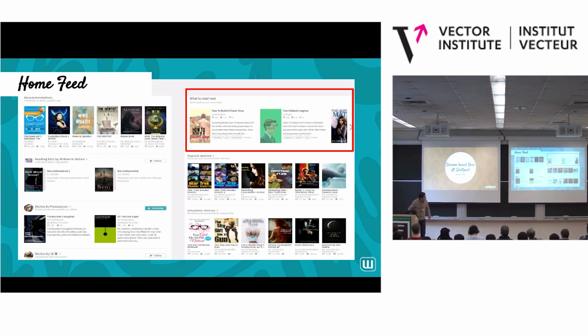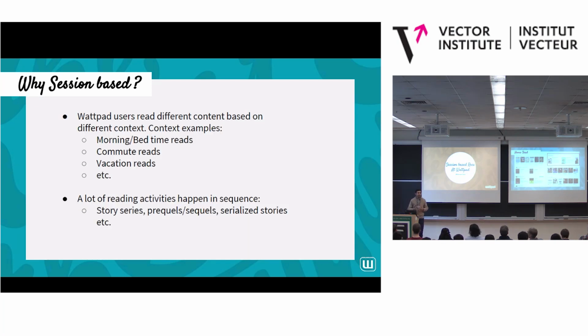I'm going to talk about the one that I mentioned in the red square, which is the What to Read Next. It is based on the user's sequential reading behavior, previous reading behavior. So what it does is it basically takes into account your previous history in sequence and tries to predict what stories you're going to read next.